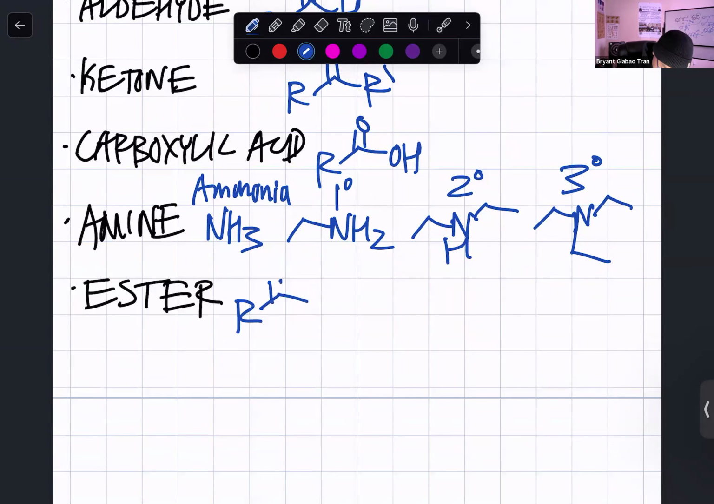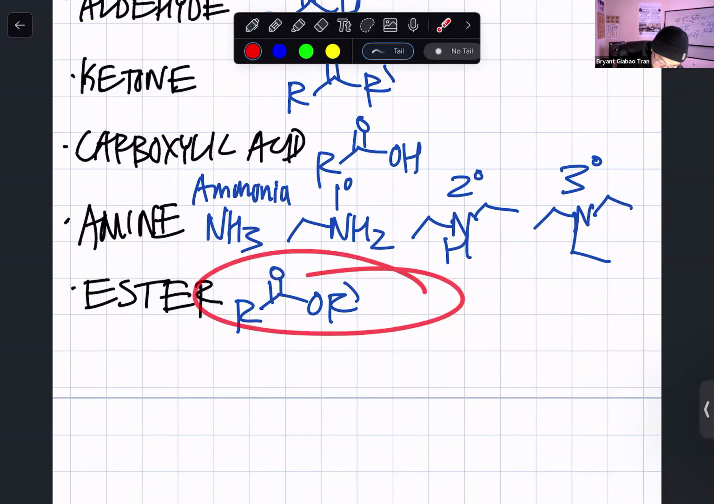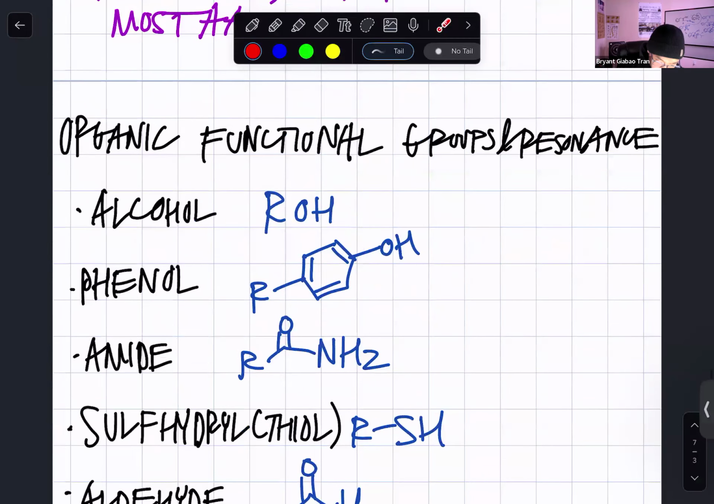An ester is going to be when we have a carbonyl next to an OR group, right? If that carbonyl was not there and we just have that OR group, we consider that as an ether. But because of the carbonyl that is next to or adjacent to that OR group, we consider that an ester, right? So let's talk about the significance of this in biochemistry, right?